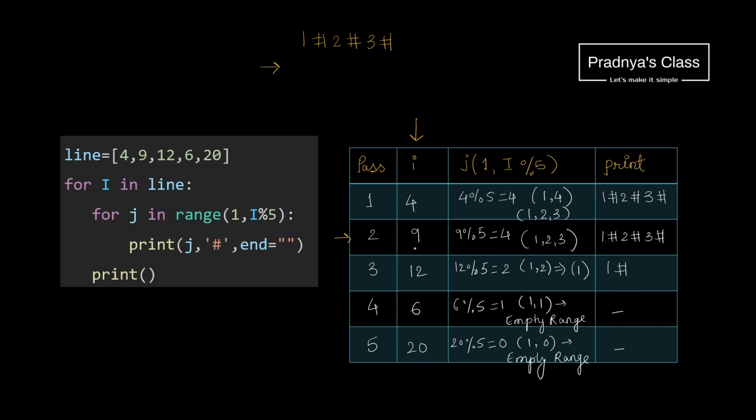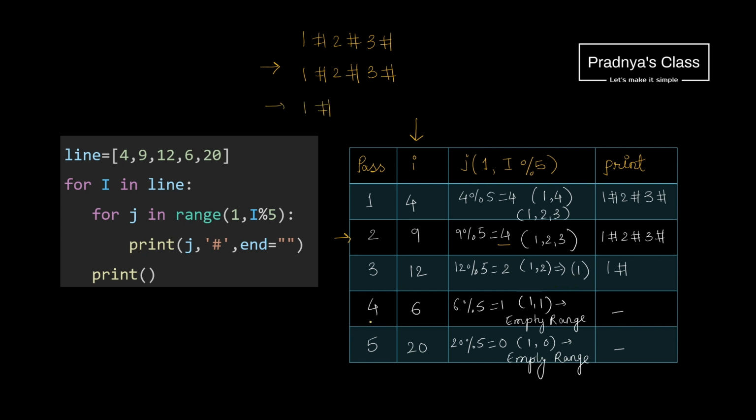The next element is 9. 9 modulus 5 is nothing but 4. 1 comma 4 means exactly it will work for 1, 2, 3. Again we will get the same output. So here is the next line: 1 hash, 2 hash and 3 hash. In the third pass i will be 12. 12 modulus 5 equals 2. 1 comma 2 is nothing but 1 because the outer limit is exclusive. It means we are just printing 1 hash.